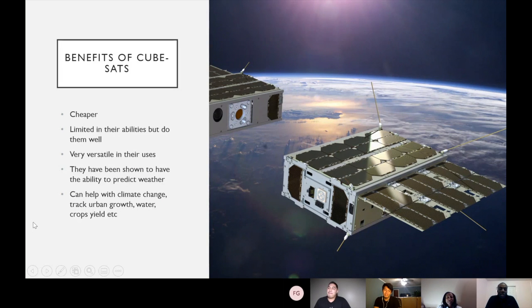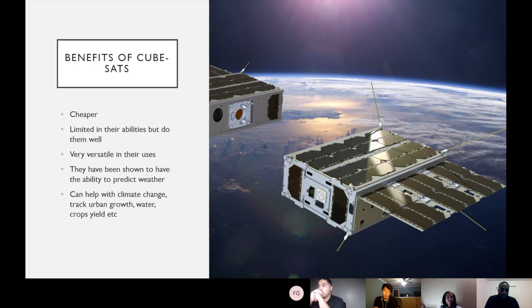All right, so on this slide, I just wanted to review some of the benefits of CubeSat satellites, essentially reviewing what we've talked about so far. Cube satellites are cheaper. Like I said earlier, they're easy to manufacture and easily replaceable. They're limited in their abilities, but they do them very well. That goes back to what I mentioned earlier with the comparison of 10 cube satellites and one conventional satellite. They're very versatile in their uses, so we can make 10 different cube satellites do 10 different things.